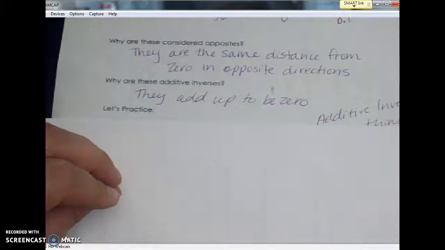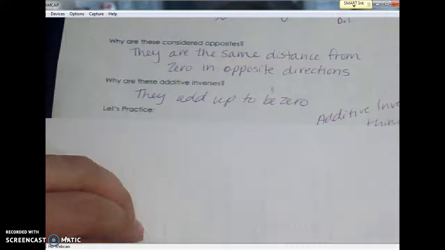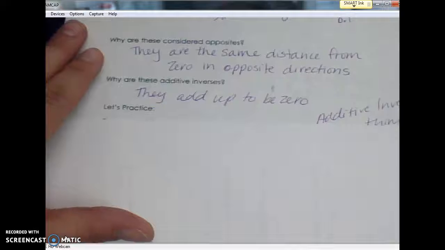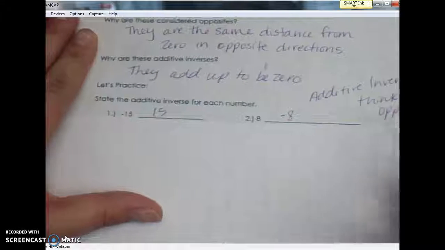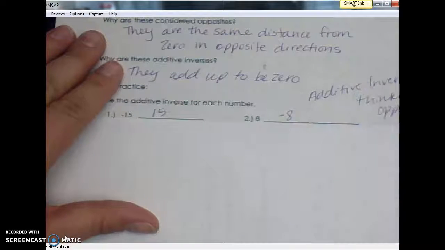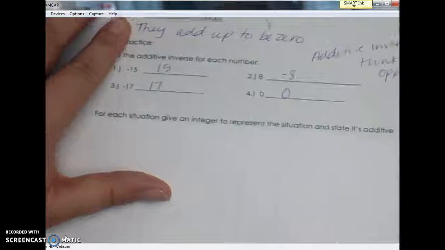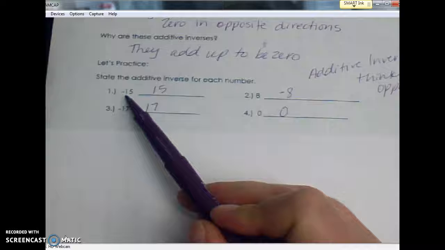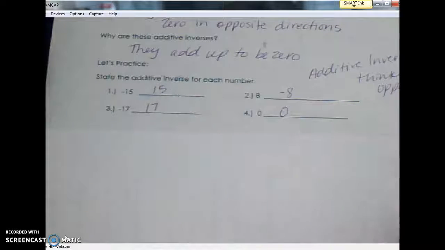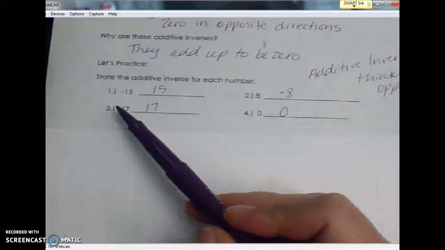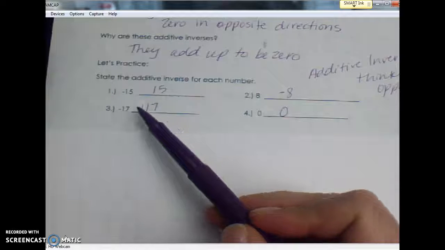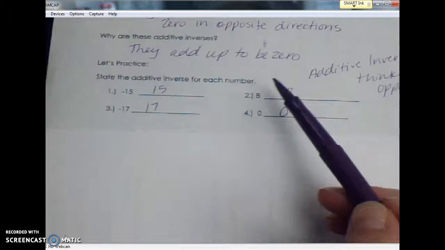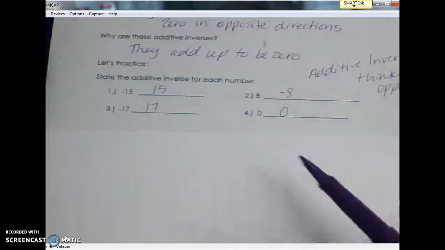If the temperature is at 50 degrees and it drops 50 degrees, you're at 0. So when you think additive inverse, you think opposite. When I state the additive inverses for these numbers, negative 15, the additive inverse would be 15. Negative 17, additive inverse is 17. It's the opposite. 8, additive inverse is negative 8.